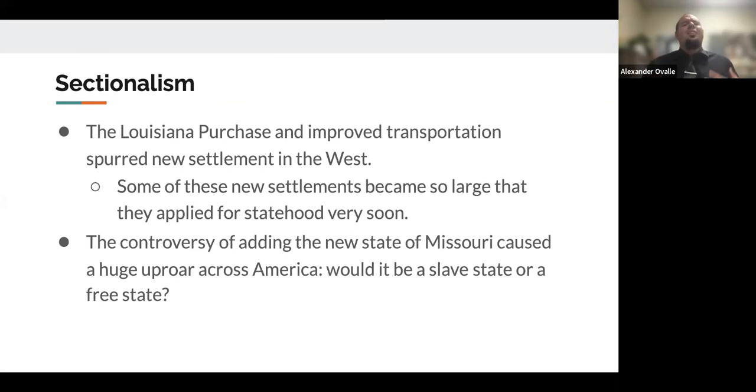All right, so sectionalism, trying to understand what that is. The Louisiana Purchase and improved transportation spurred new settlement of the west of the Mississippi River. Some of these new settlements became so large that they applied for statehood very soon. The controversy of having the new state of Missouri caused a huge uproar across America. Would it become a slave state or would it become a free state?